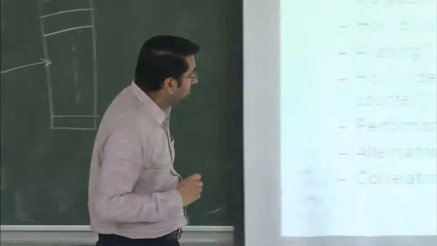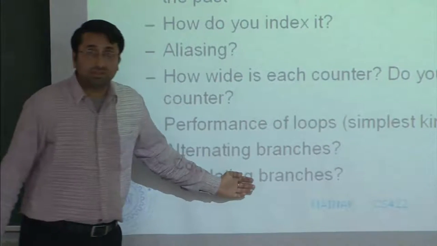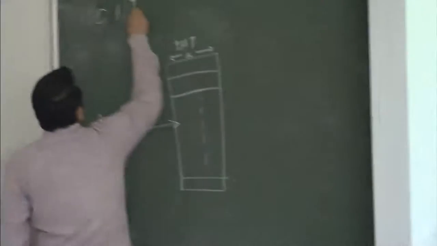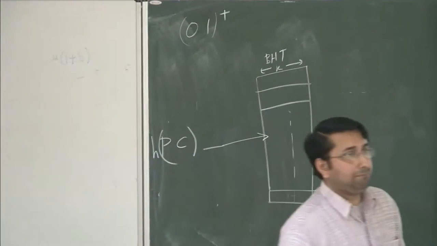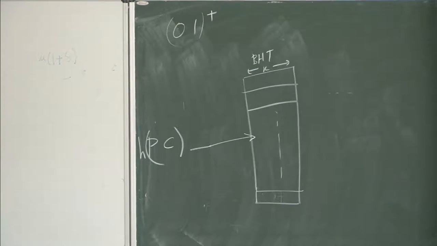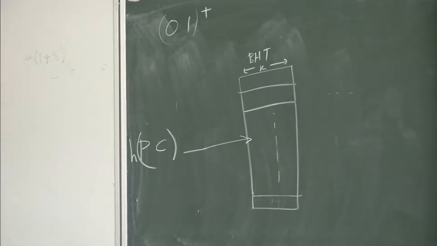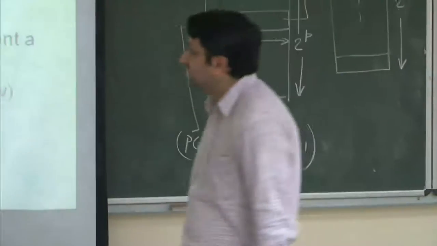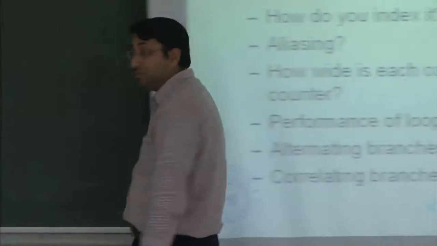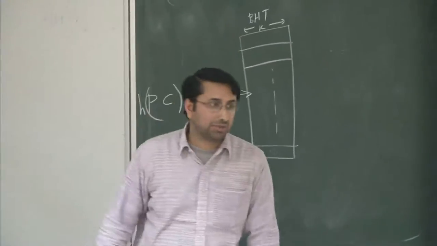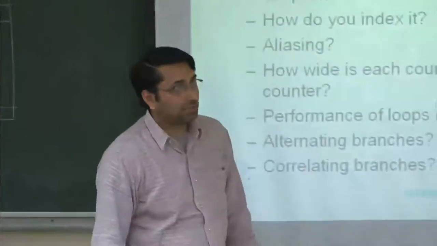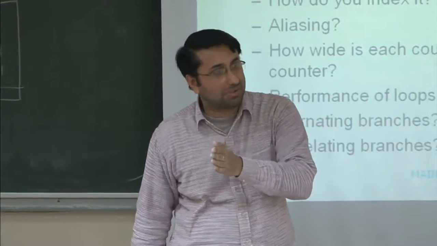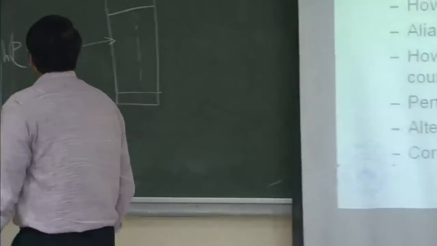Alright, so what about alternating branches? Alternating branches have this particular pattern. What will happen to them? Prediction accuracy? 50%? Are we assuming something about the initial value? Mid, right? If I initialize it to 0, 50%. If the counter is too large and I initialize it on this side, still 50%. So it's not very useful, that's what it means.